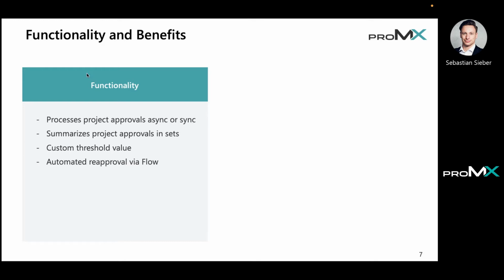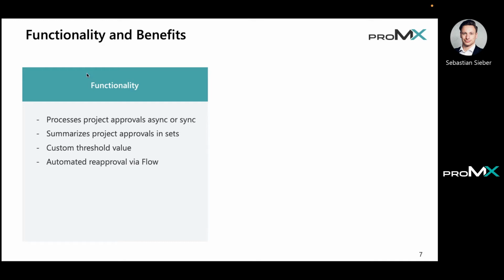Also, if it should fail at the end, which shouldn't happen that often anymore, you do have also a log file there in the notes. So there's a notes attachment of each of the approval sets that holds all the information for each approval that gets processed within that approval set. And with that, you can find out what is happening, why your approval didn't proceed correctly. Yeah, so as mentioned, we are summarizing the project approvals in sets.